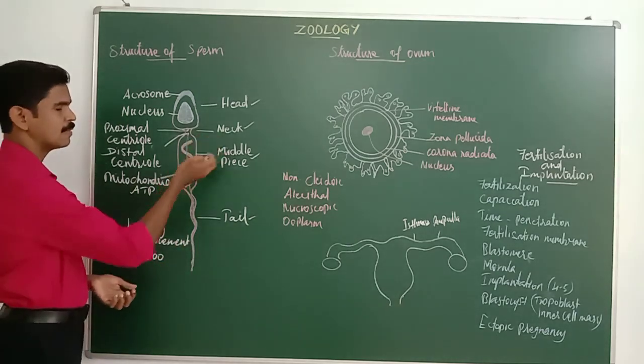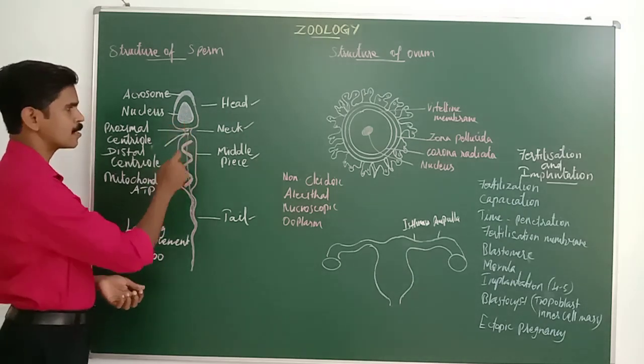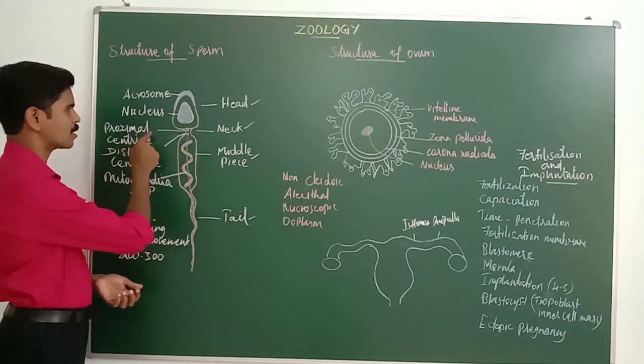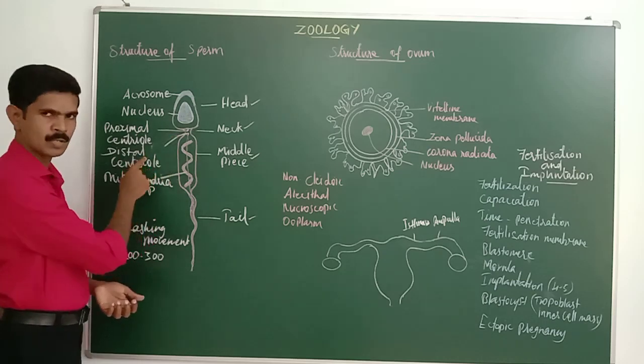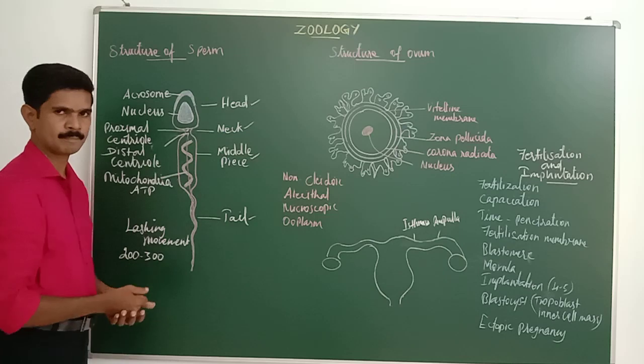So the neck region is a very short region present between the head and the middle piece, and it consists of two important centrioles. One is the proximal centriole and the second is the distal centriole. Hope you understood this neck region. That's all about the neck region.